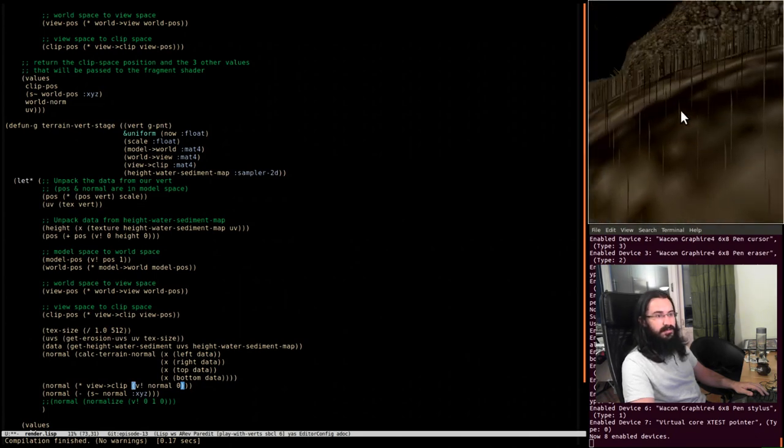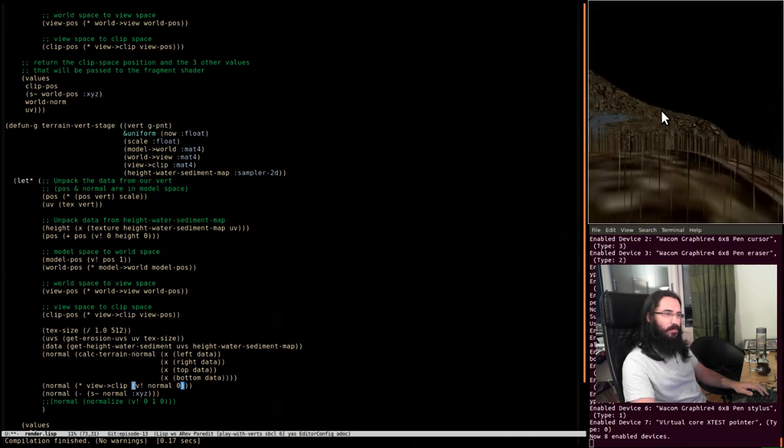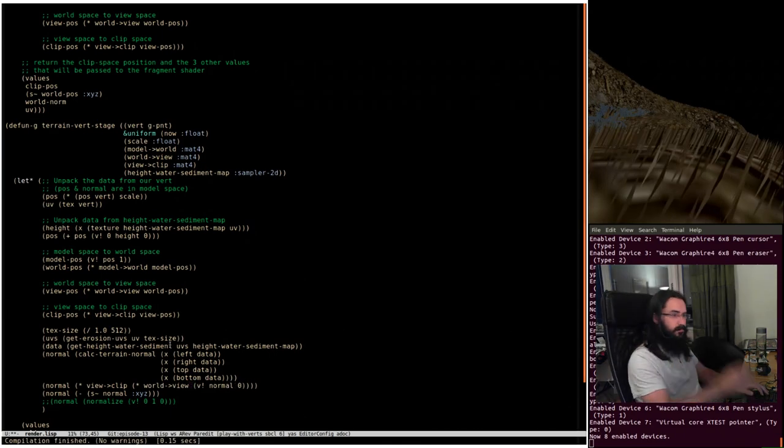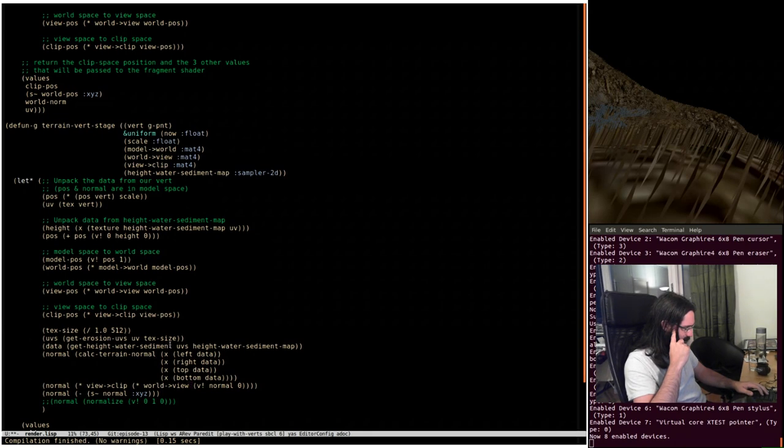That's still, that's just wherever we're pointing. World to view has got to take into account the camera stuff. And then there's model to world, world to view. We could do the model to world space as well, but that shouldn't have any effect because that should be pure translation.